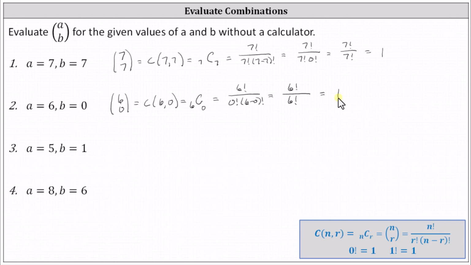6 choose 0 is the number of ways we can choose 0 items from 6 when order doesn't matter. And there's only one way to choose 0 items from 6. Number 3, we have A equals 5 and B equals 1, which again can be written in either of these 3 common ways.